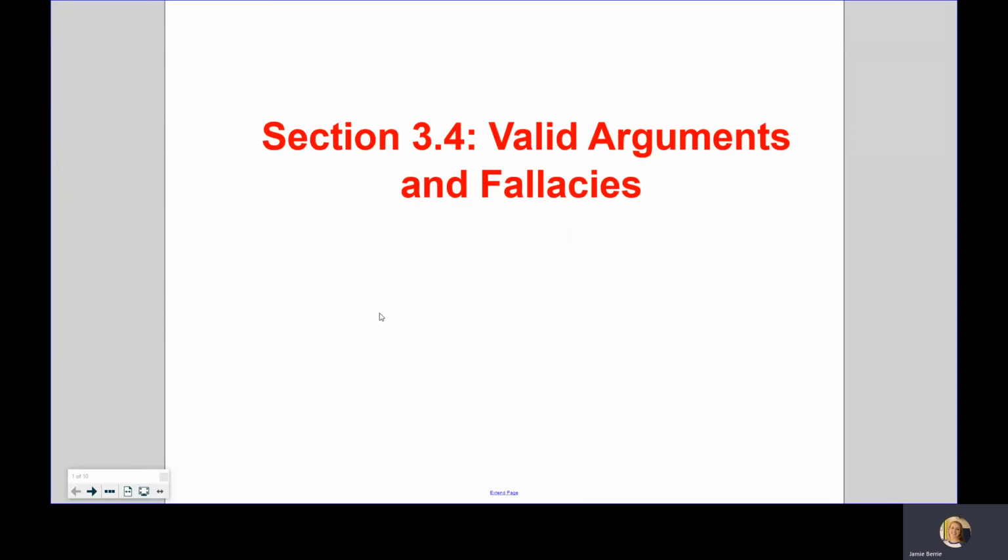First, I want to talk to you a little bit about what an argument is. Then we'll talk about the pieces that make up an argument. We'll look at some examples where we have to identify parts of the argument. And then we will look at how we determine whether an argument is valid or invalid.